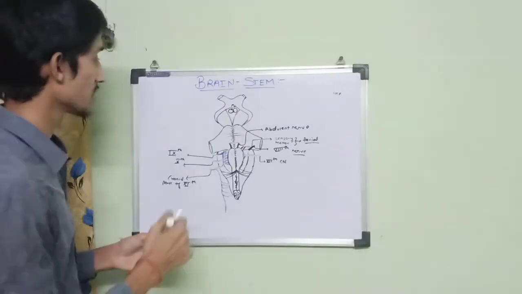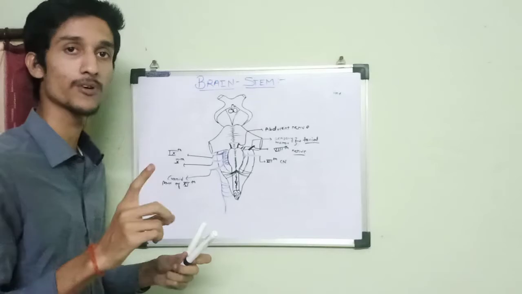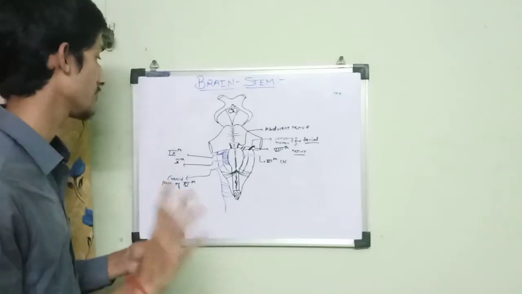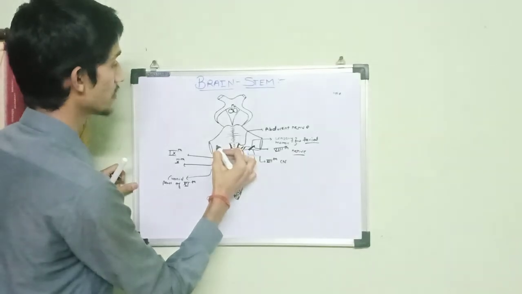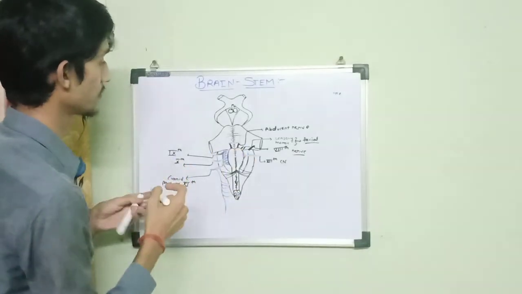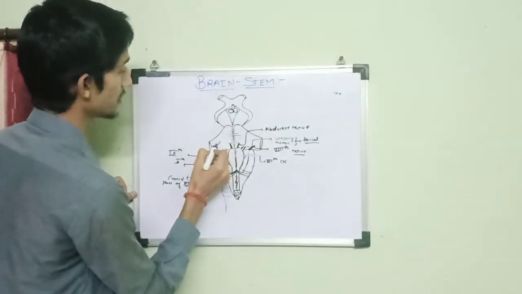Now look to the pons, the nerve arising from the pons. We know that only one nerve arises from the pons, that is the trigeminal nerve, our 5th cranial nerve. So we have the origin of the trigeminal nerve. Make it more clear. Here is the trigeminal nerve.